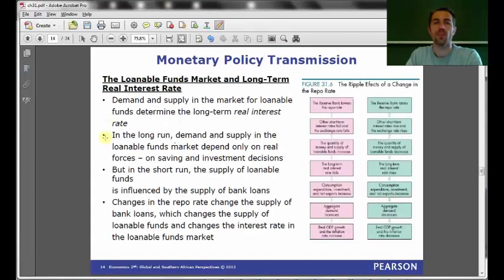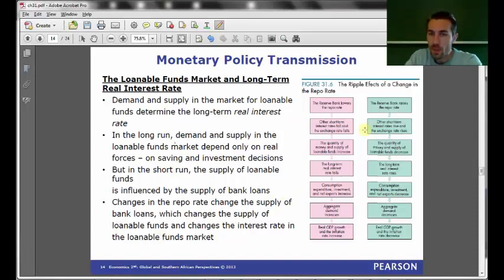Okay, yeah. So the loanable funds market and the long-term interest rate. Demand and supply in the market for loanable funds determines the long-term real interest rate. In the long run, demand and supply in the loanable fund market depend only on real forces, which is to say on savings and investment decisions. But in the short run, the supply of loanable funds is influenced by the supply of bank loans. Changes in the repo rate change the supply of bank loans, which changes the supply of loanable funds, changes the interest rate in the loanable funds market.